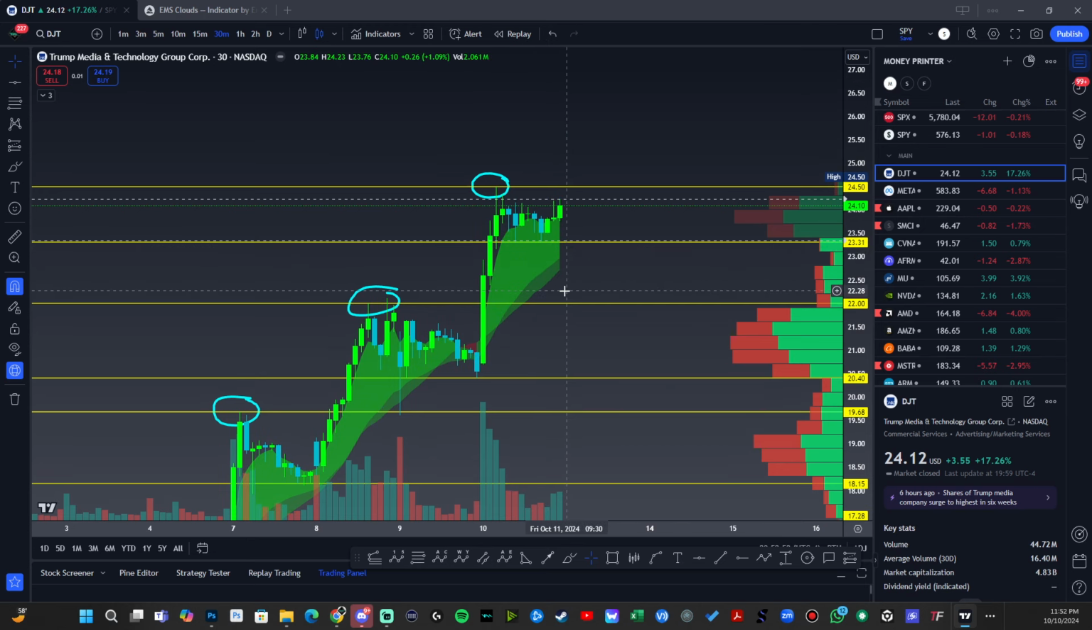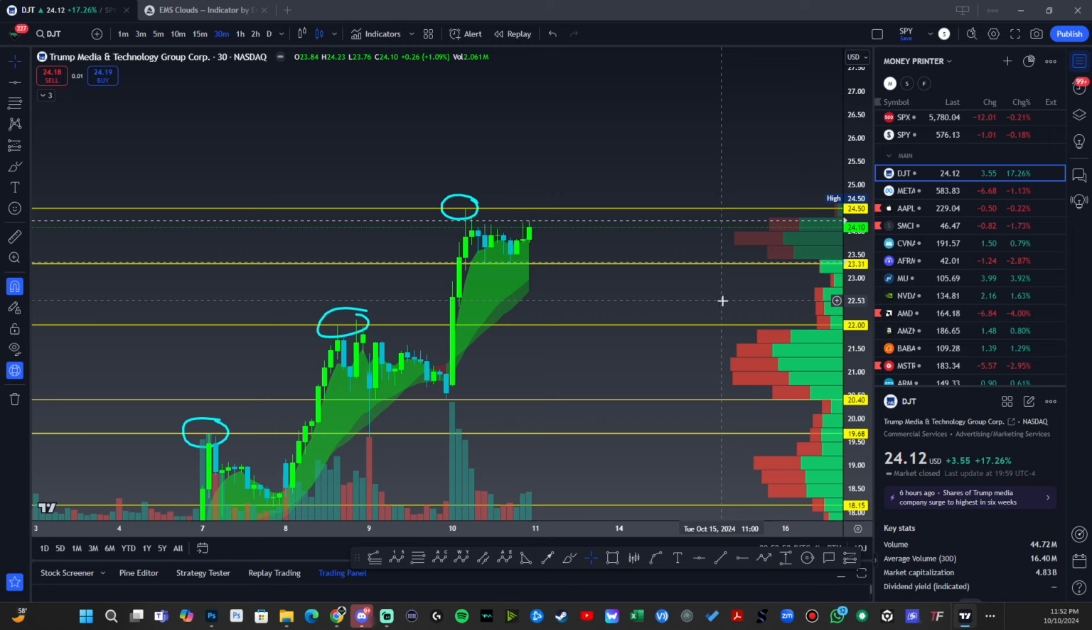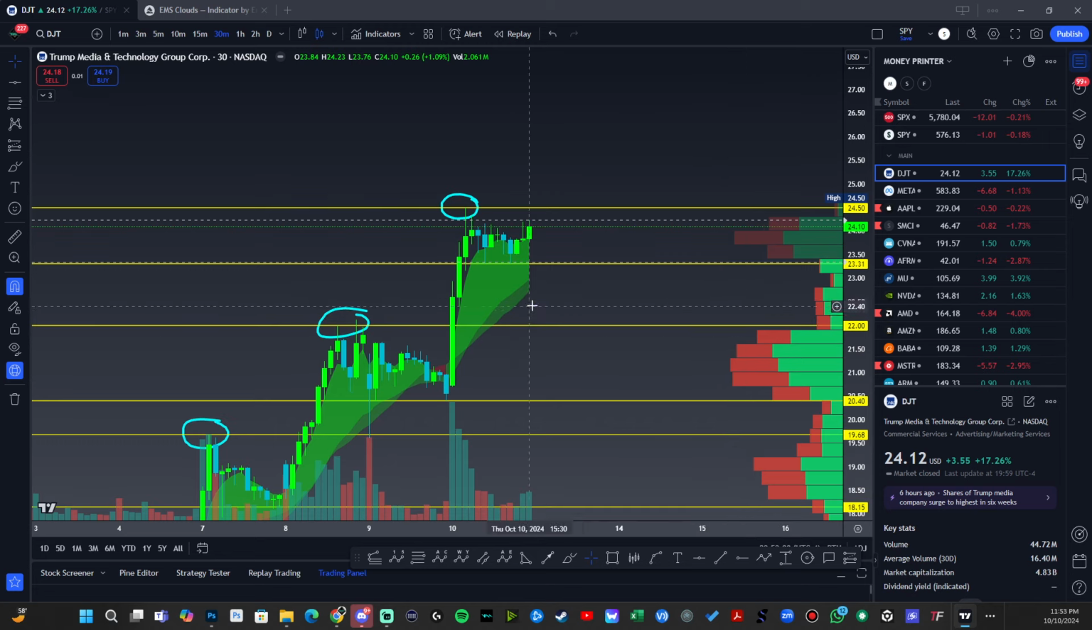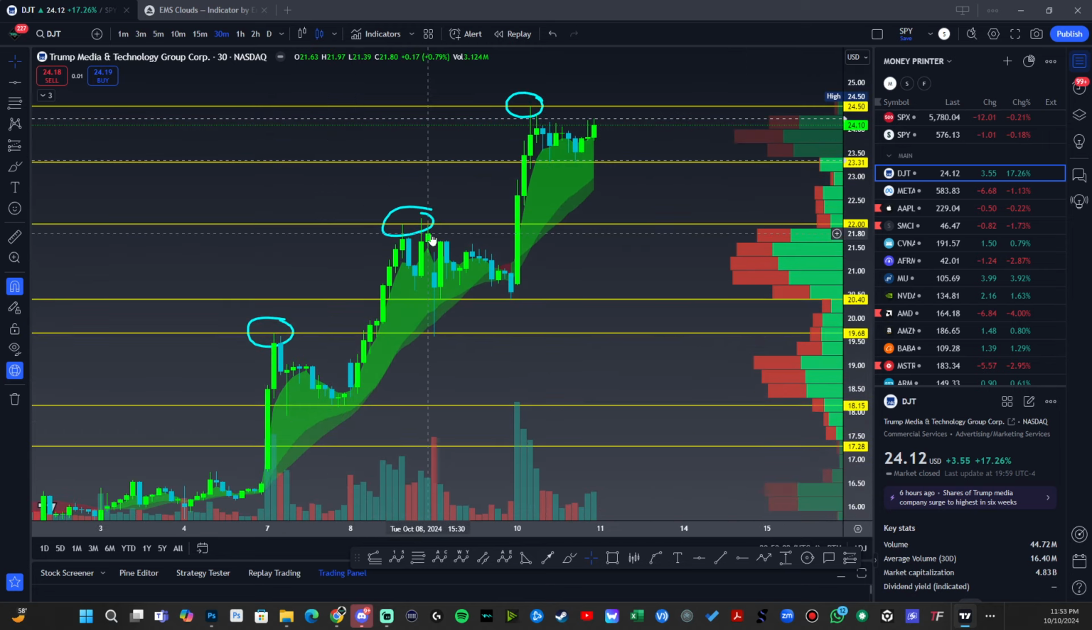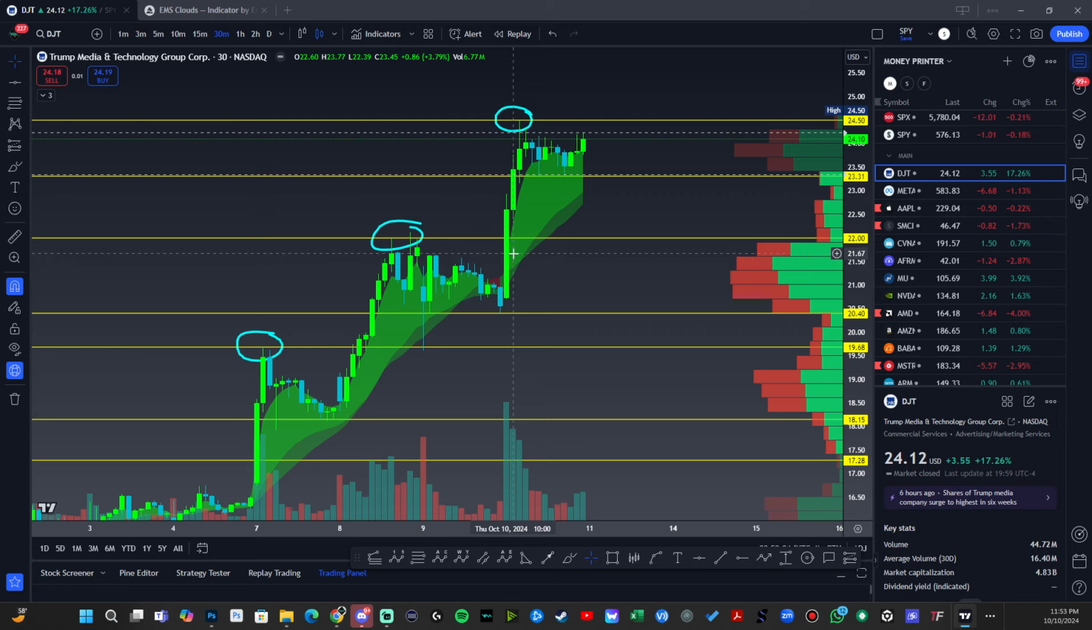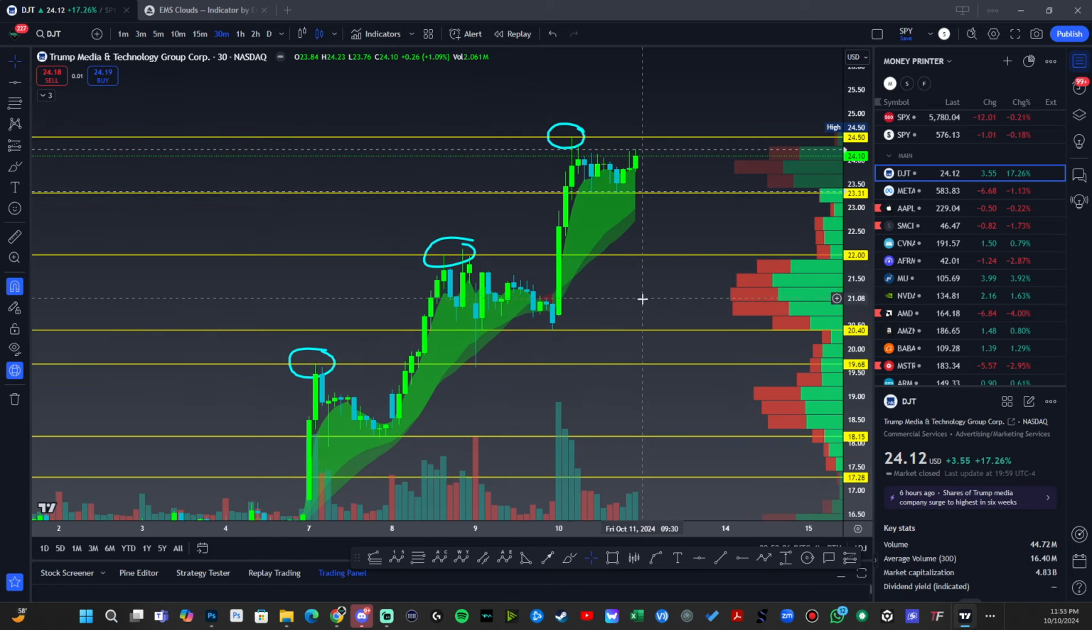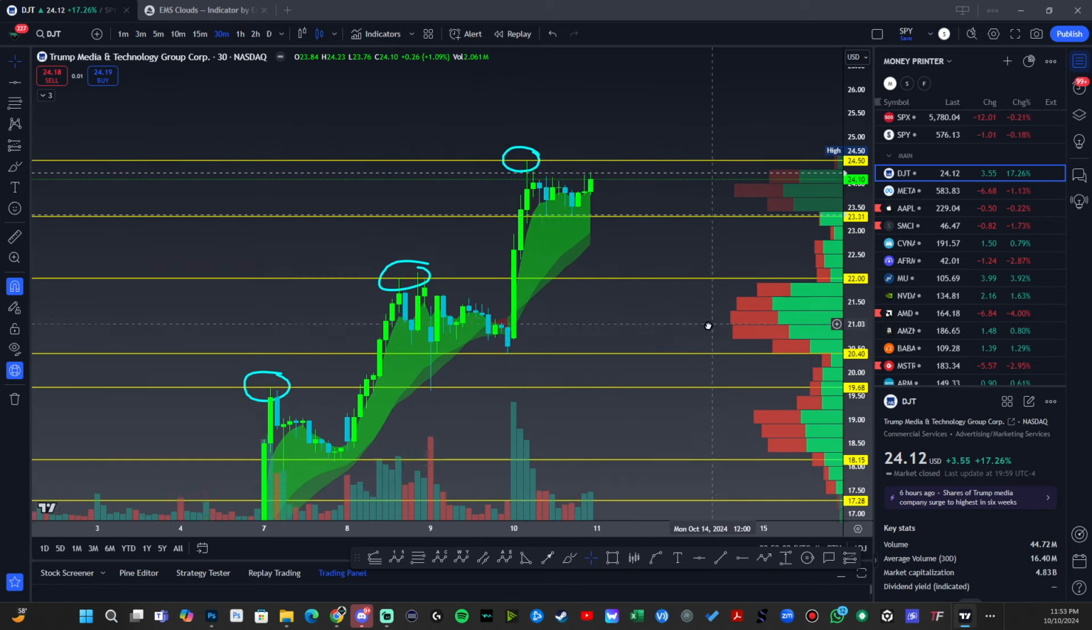So you want to identify and understand what support and resistance is in the trend, right? If we're in an overall uptrend, it's most likely going to bounce and push through. If we're in a downtrend, it's most likely going to push down.